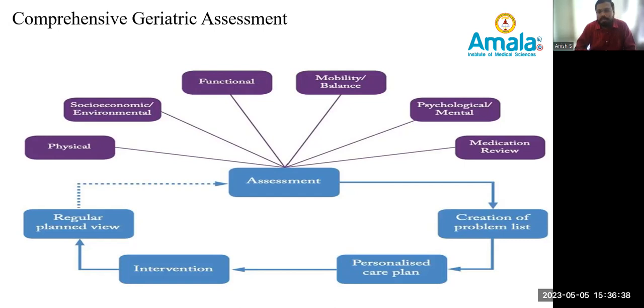It cannot be done by a single person at a stretch. It might require multiple sittings, and combining all this, creation of a problem list happens. We create a personalized care plan, and then we provide interventions and regular planned review of the interventions. And the interventions will depend on what matters to the patient, and something that had a significance in the past may not be relevant now, depending on the functional status of the patient at this time. So it is a longitudinal care that happens after a comprehensive geriatric assessment.